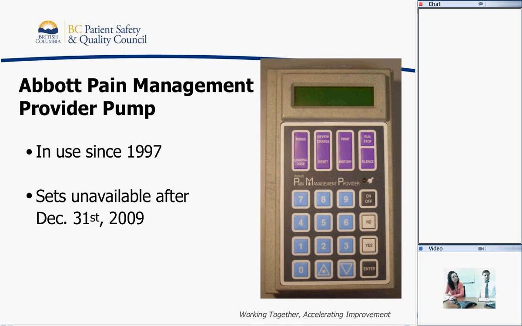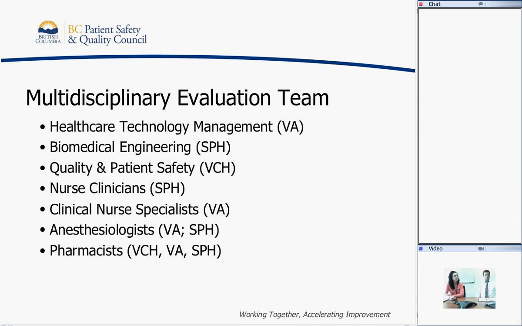And what ended up happening was the Abbott Pain Management Provider Pump that was in use since 1997 reached its end of life. And so the sets, all the tubing, were unavailable as of December 2009, and so a new pump had to be selected. So we put out an RFP, and we received 4 vendor responses back. So we had 4 pumps that we were able to evaluate.